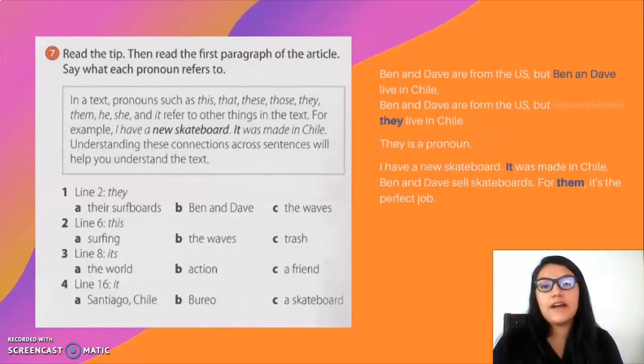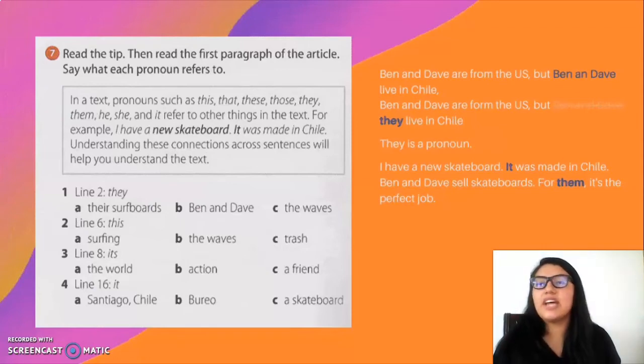Another example that we have is, I have a new skateboard. It was made in Chile. The pronoun it, we're using it to talk about the new skateboard. And the other example I have is, Ben and Dave sell skateboards. For them is a perfect job. If you could see over here, the pronoun them is referring also to these two guys, okay?